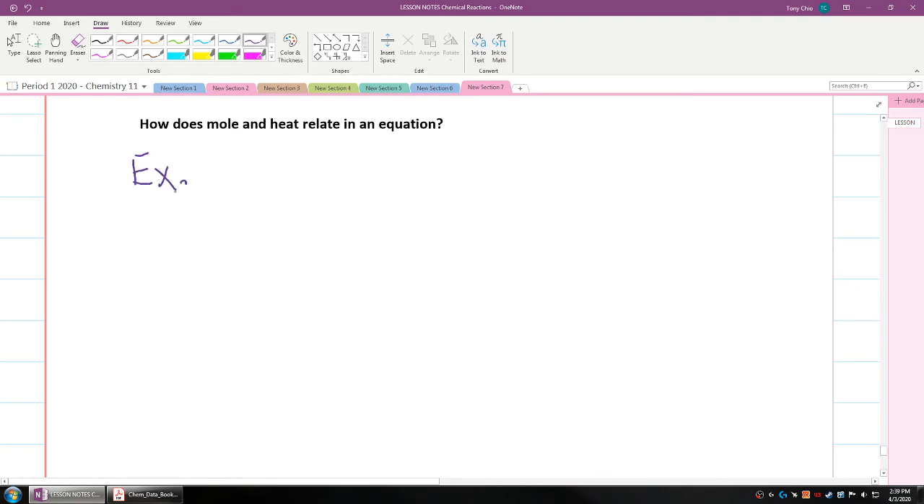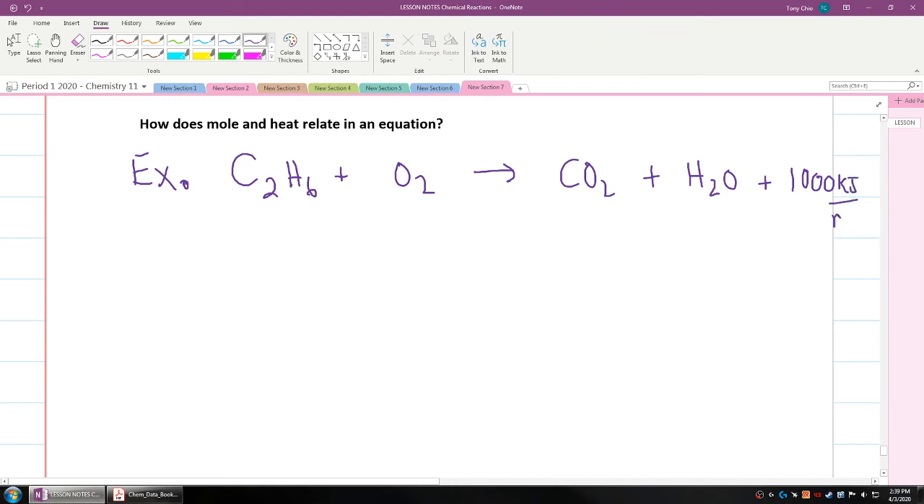Let's create an example of another type of combustion. Plus, let's say, for example, it does 1,000 kilojoules per mole. Let's say this is a reaction for ethane combustion.